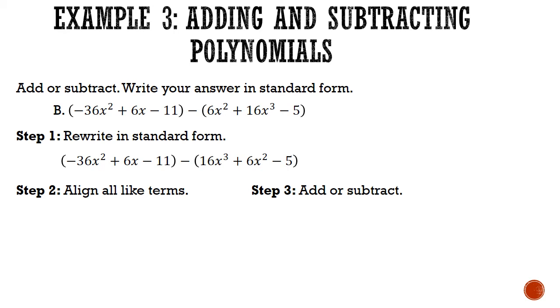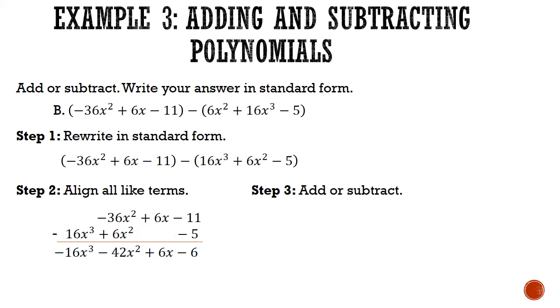Align all my like terms, leave gaps where I don't have values. All right, so my first one, I don't have an x cubed, but I do in my second polynomial. And then in my second polynomial, I don't have an x term like I do in the first one. So I'm leaving blanks here and here to account for that. All right, now it's subtraction.